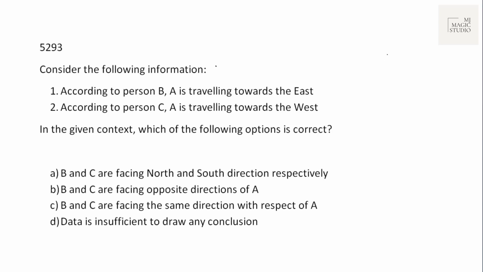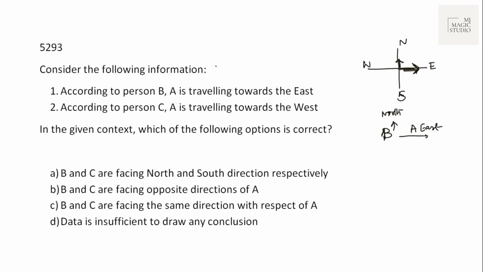Consider the following information. According to person B, A is traveling towards the east. So if I am person B and if I say that A is traveling towards east, that means I'm facing north. B is facing north. Then only if I'm B, I can say that A is moving towards east, if A is actually moving towards east.